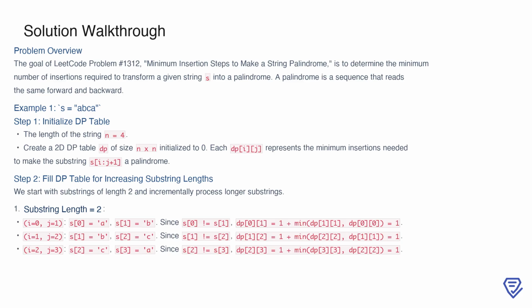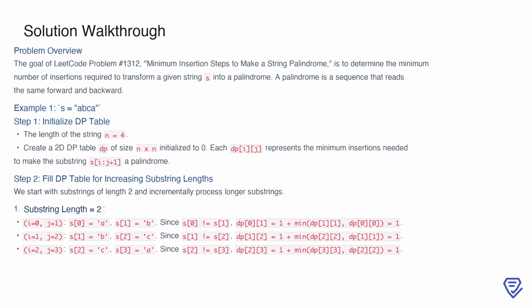In this problem, the objective is to find the minimum number of insertions required to convert a given string into a palindrome. A palindrome is a sequence that reads the same forward and backward. To solve this, we use a dynamic programming approach. First, we initialize a 2D dp table of size n by n, where n is the length of the string. Each entry dp[i][j] will represent the minimum number of insertions needed to make the substring s[i..j] a palindrome. For the given example, s equals "abca", the length of the string is 4.